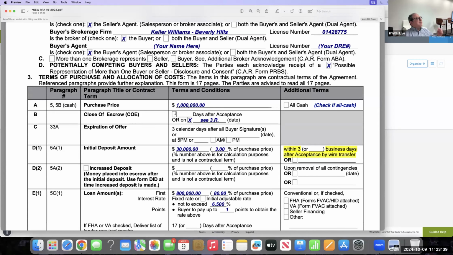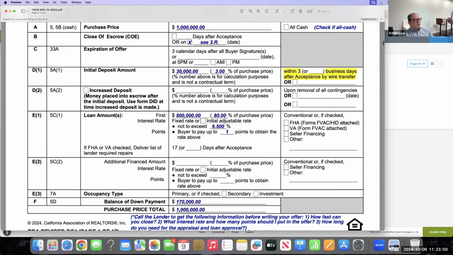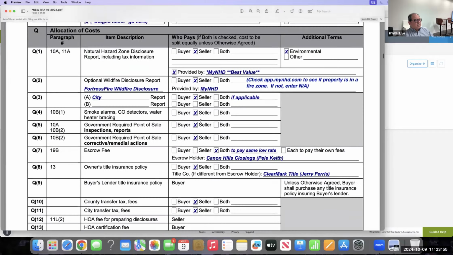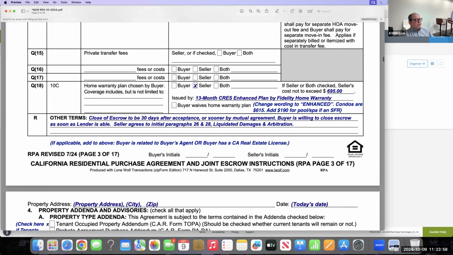Why? If I'm competing with other buyers and everyone's writing 30-day escrow, 30-day escrow, I'm just another 30-day escrow buyer. But I can check this box and write C3R. Then I'll go down to 3R down here in other terms, and I'll just show you. Close of escrow to be 30 days after acceptance or sooner by mutual agreement. Buyer is willing to close escrow as soon as lender is able. That separates me from the other 30-day buyers, right? So I'm trying to have a winning offer.